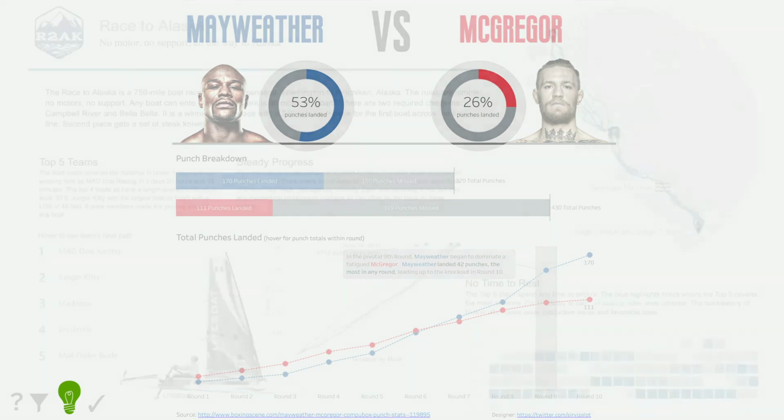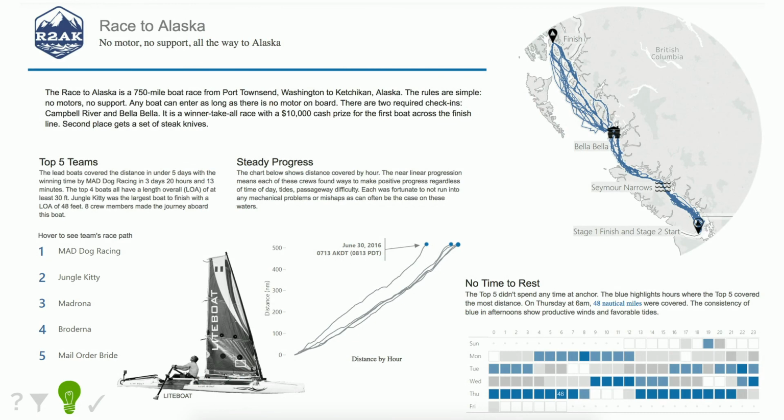Here's another dashboard I clipped. This is about the race to Alaska, and if you don't know what that is, it's a race with boats with no motors from the state of Washington to the state of Alaska. It happens every summer. And I thought that this was an awesome dashboard because it's a really good example of storytelling with data used to augment the story.